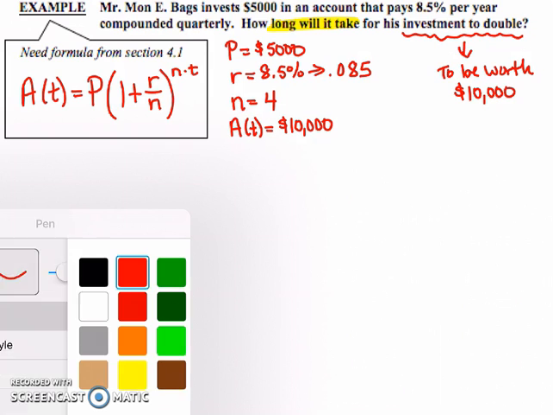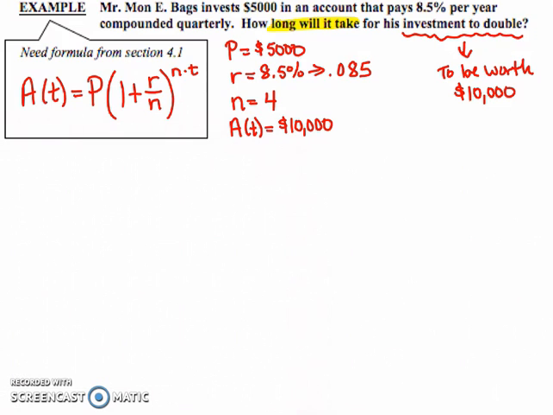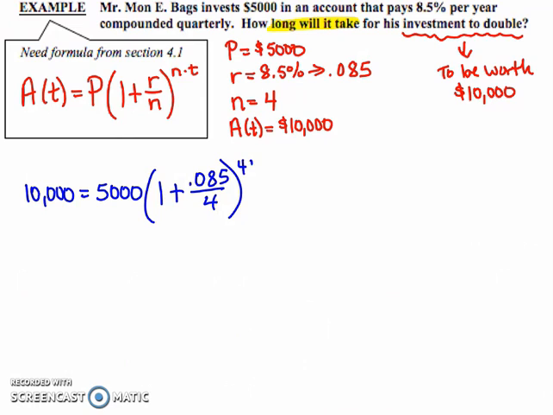So I'm going to go ahead and plug everything in. We've got $10,000 equals $5,000 times 1 plus 0.085 over 4 to the 4t power.